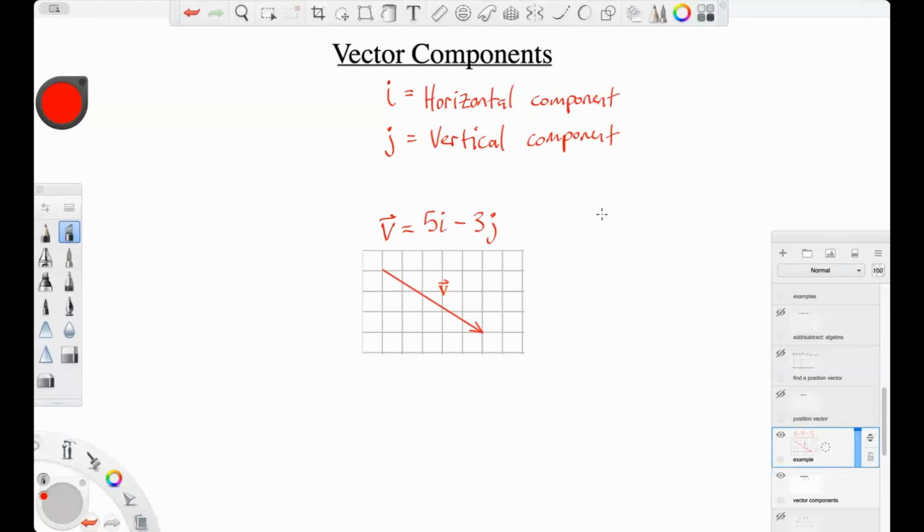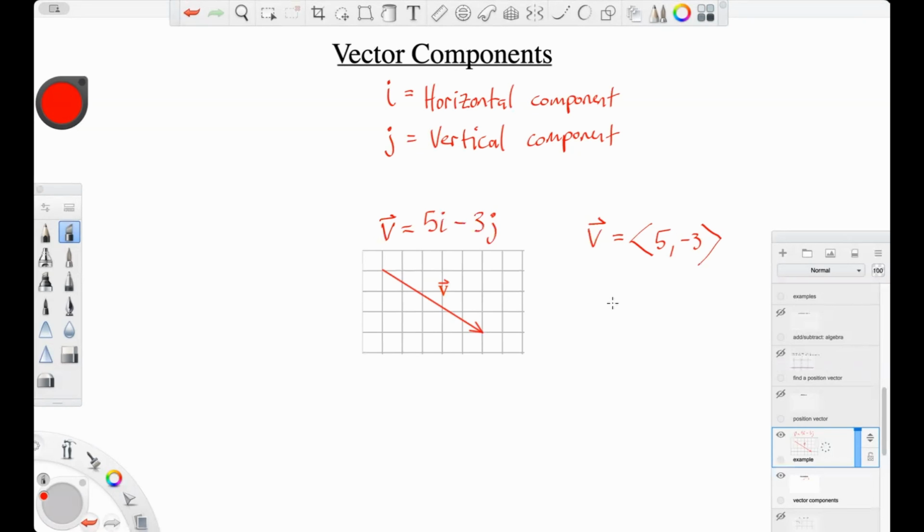And again, i and j do not have any numerical value. It's just saying that since 5 is attached to i, we move to the right 5. Since negative 3 is attached to j, we move down 3. And that's just describing how to graph the vector. Sometimes, this can be written in a variety of ways. So it can be written like this. There are some textbooks that will write it like this. They'll use these triangular brackets and call this 5, -3. And because the brackets are triangular, that's our indication that what we're looking at is actually a vector.